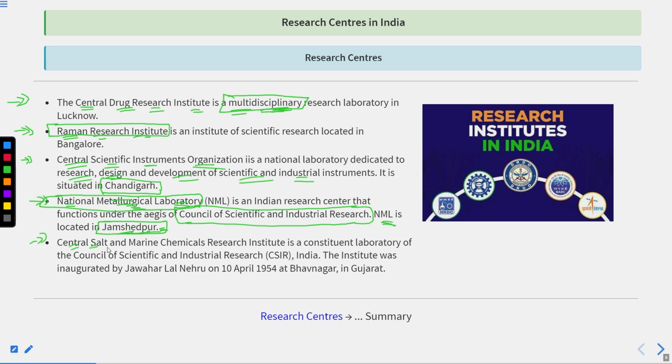Then we have the Central Salt and Marine Chemical Research Institute. It is a constituent laboratory of the Council of Scientific and Industrial Research, CSIR again. That institute was inaugurated by the then Prime Minister of India, Mr. Jawaharlal Nehru, on 10 April 1954 at Bhavnagar in Gujarat.